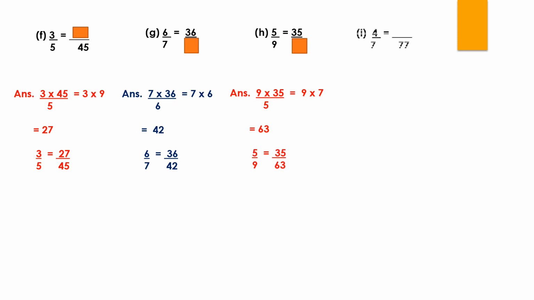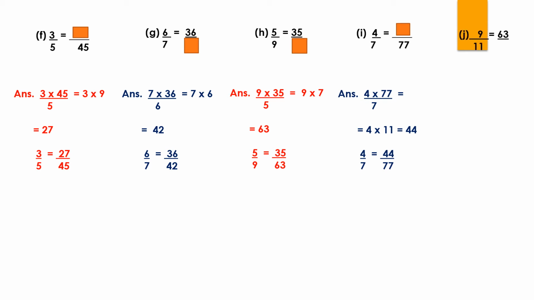Then I part, 4 upon 7 equal to dash upon 77. Now same way, 4 into 77 upon 7. Now 7 and 77 come in the table of 7. You can easily divide it. So what is left? 4 into 11 equal to 44. So 44 you will write on the numerator. So your fraction will be formed: 4 upon 7 is equal to 44 upon 77.